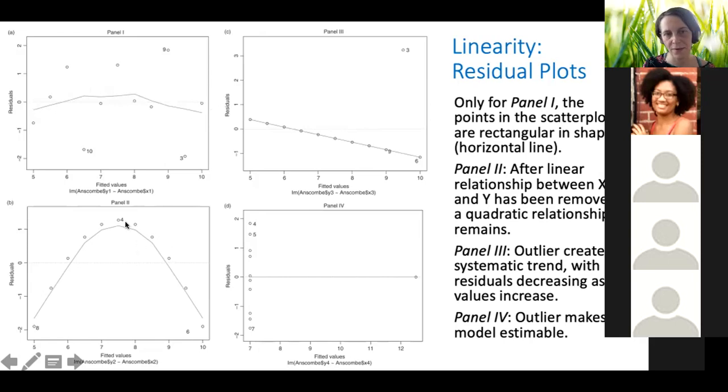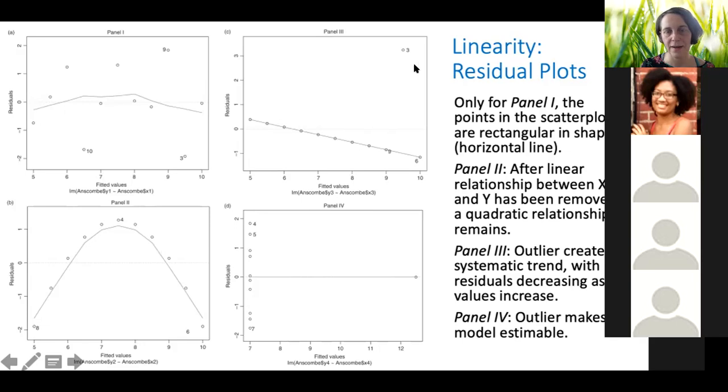But then we see for panel 2 that after removing the linear part of the relationship between x and y, the residuals show a curvilinear relationship with the fitted values. So that means there's clearly a quadratic component that needs to be added to the model as an additional predictor, right? So we would have to run a multiple regression where we add a quadratic term to this linear term. We'll talk about that next week.